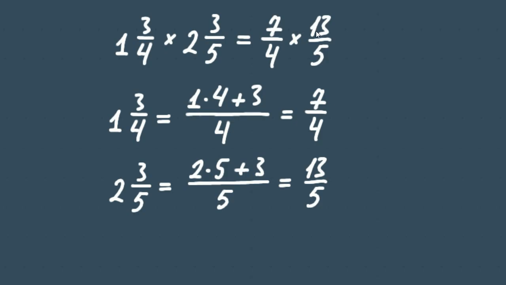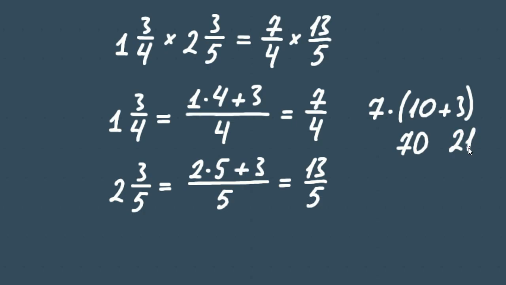Multiply the numerators and denominators. I will write 13 as the sum of 10 and 3. 7 multiplied by 10 is 70. And 7 multiplied by 3 is 21. I add the resulting two numbers, so I got a fraction of 91/20.